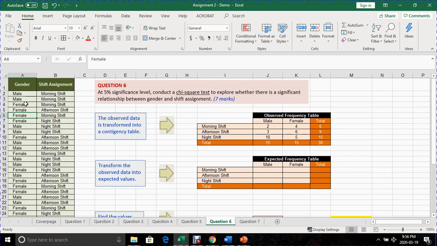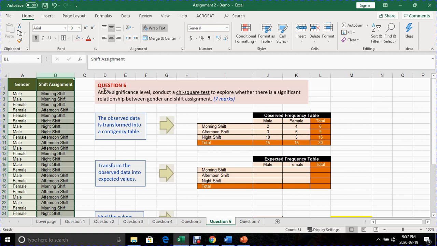So when you are asked to explore a relationship between two categorical variables, a chi-square analysis is one of the methods that we can use to explore such a relationship. And we've covered some of the requirements for a chi-square analysis during our lecture presentation. So let's see how we can use Excel to conduct a chi-square test to explore whether in fact there's a relationship between gender and shift assignment.